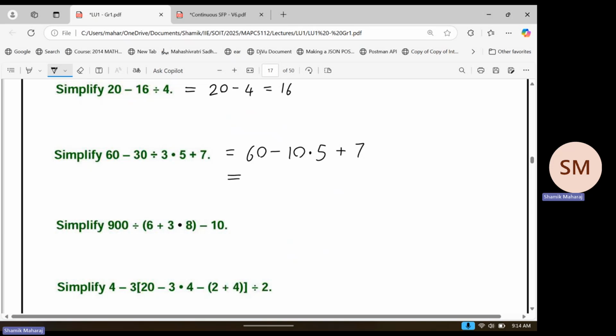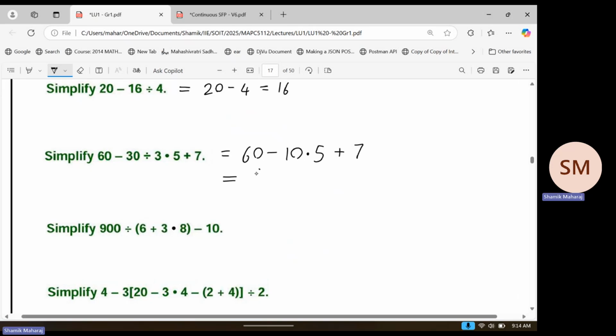All right, so then the next thing we have to look for, again left to right, what do we meet first? We're still on the division and multiplication. We haven't passed that yet. Left to right, we still find a multiplication here, so we simplify that. Everything else remains as it is. 60 minus 50 plus 7.